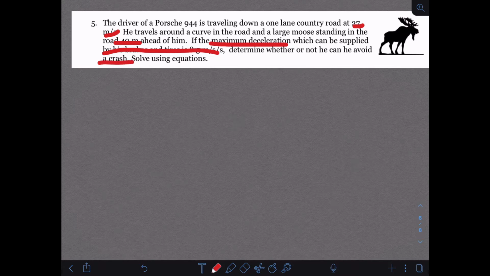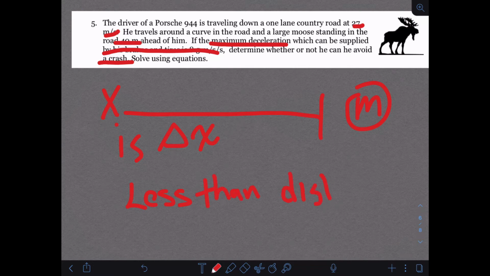So think about what that means. That means the car is here, and M is the moose. You want to figure out: is the delta x, the displacement, less than the distance to the obstacle?